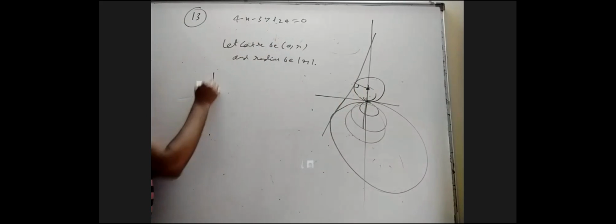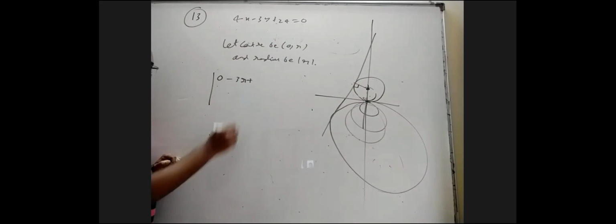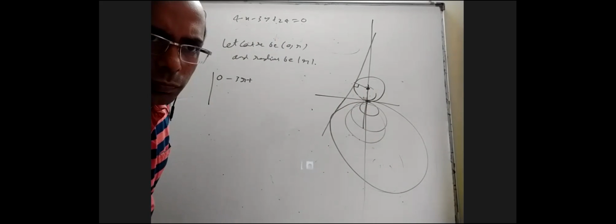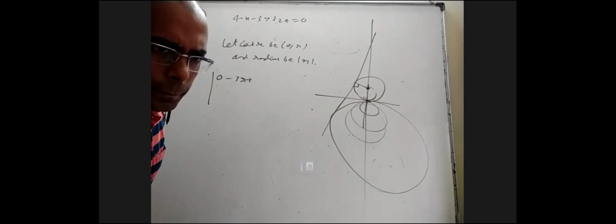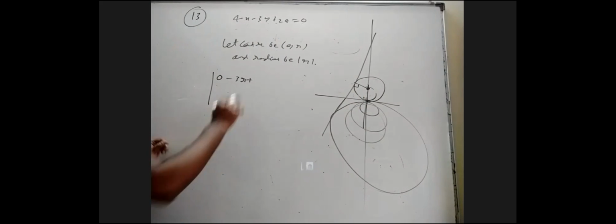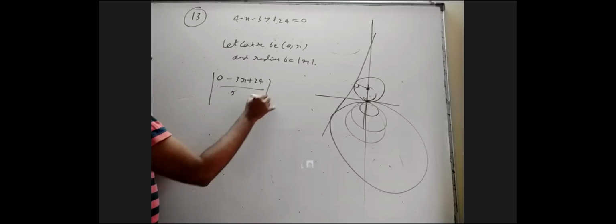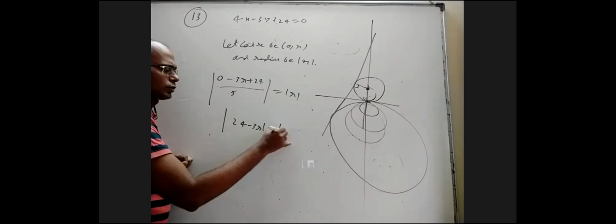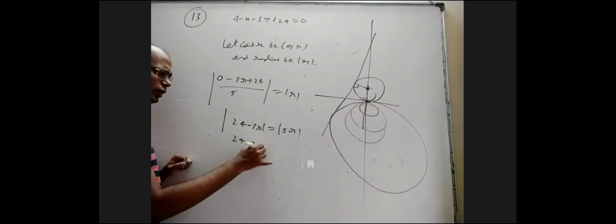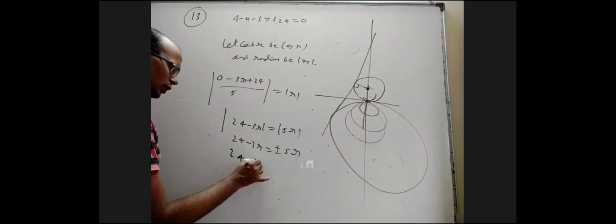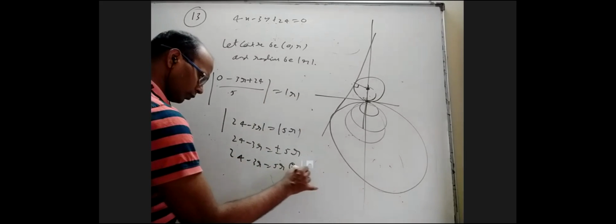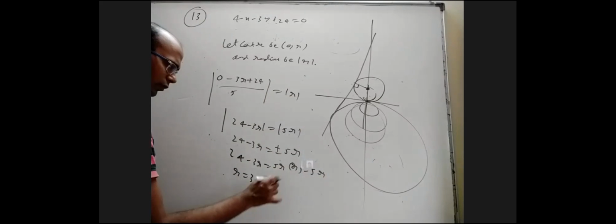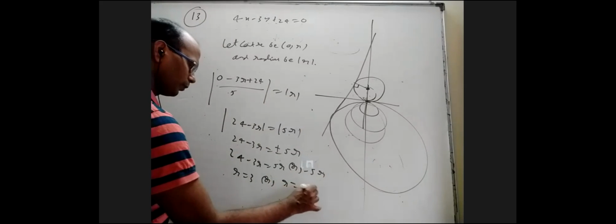Now, if it is really touching, from the center the perpendicular to the line is the radius, that's all. So from here to here, what is the distance? Mod of 0 minus 3r plus 24, by 5, should be mod r. That is, mod (24 minus 3r) equal to mod 5r. So 24 minus 3r equal to 5r, or minus 5r. If you bring this to this side, 8r equal to 24, r equal to 3. If you bring that side, r equal to minus 12.